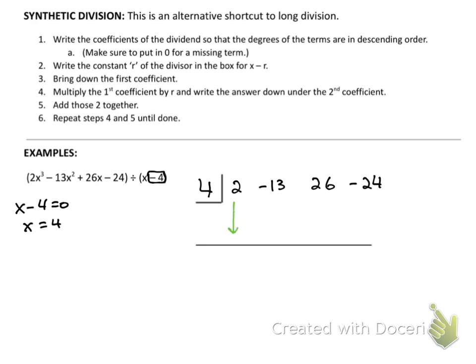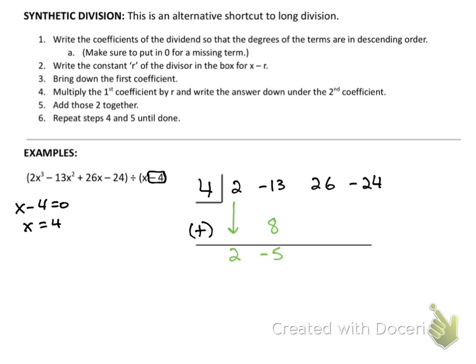We bring down the first term, all right, and by the way, synthetic's always going to be addition. We bring down that first term, and what we do next is 4 times that first term. So this will be 4 times 2, gives me 8. Then I'll do negative 13 plus 8. What's negative 13 plus 8? Negative 5.